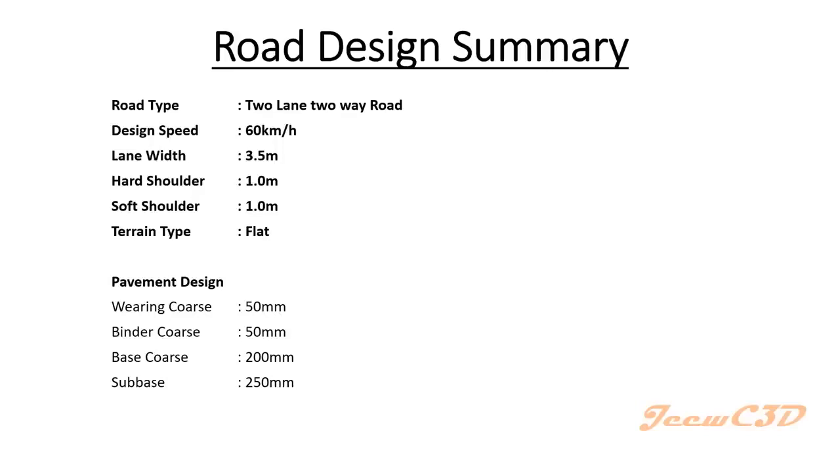Now we will move on to the drawing again. So we have to remember that we are going to create a road which is 60 kilometers per hour design speed, and it is a two-lane, two-way road, and we have to follow the lane width and hard shoulders applied here.